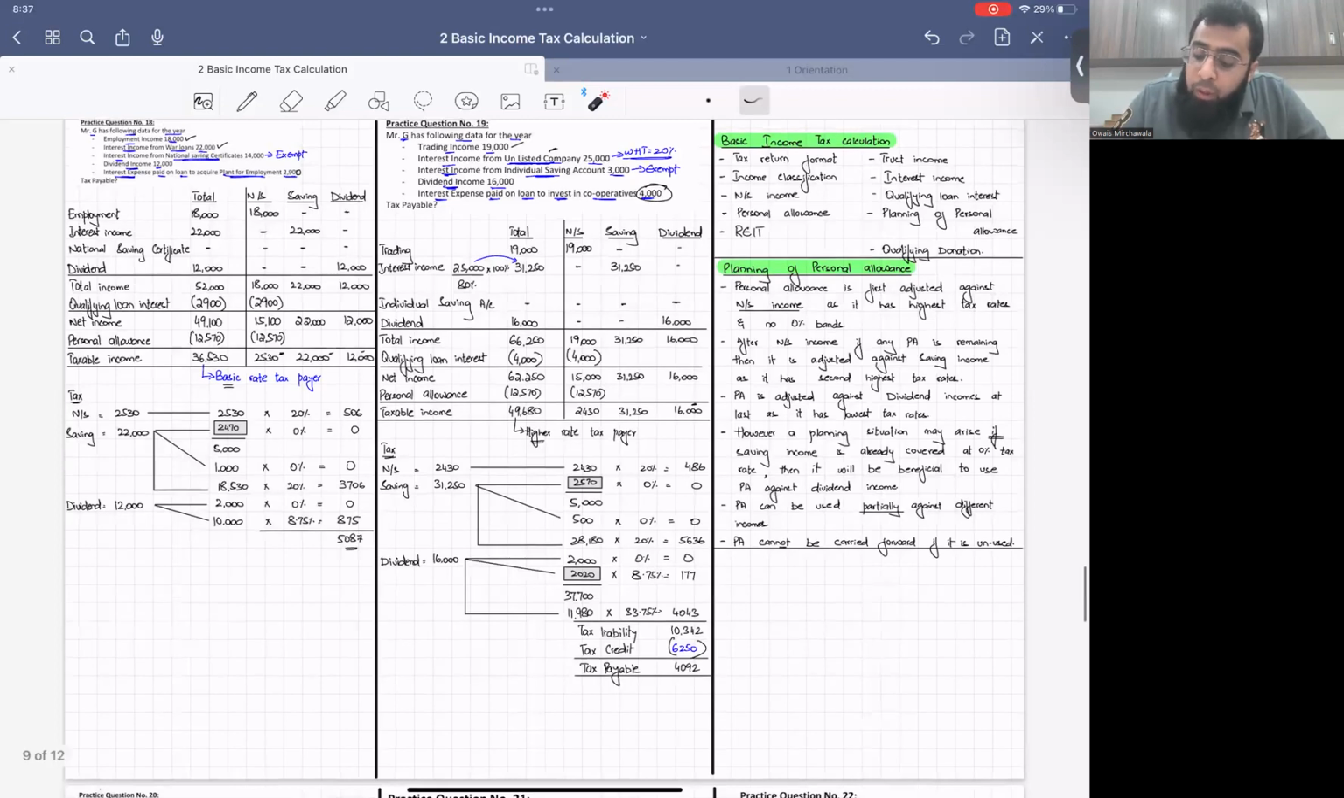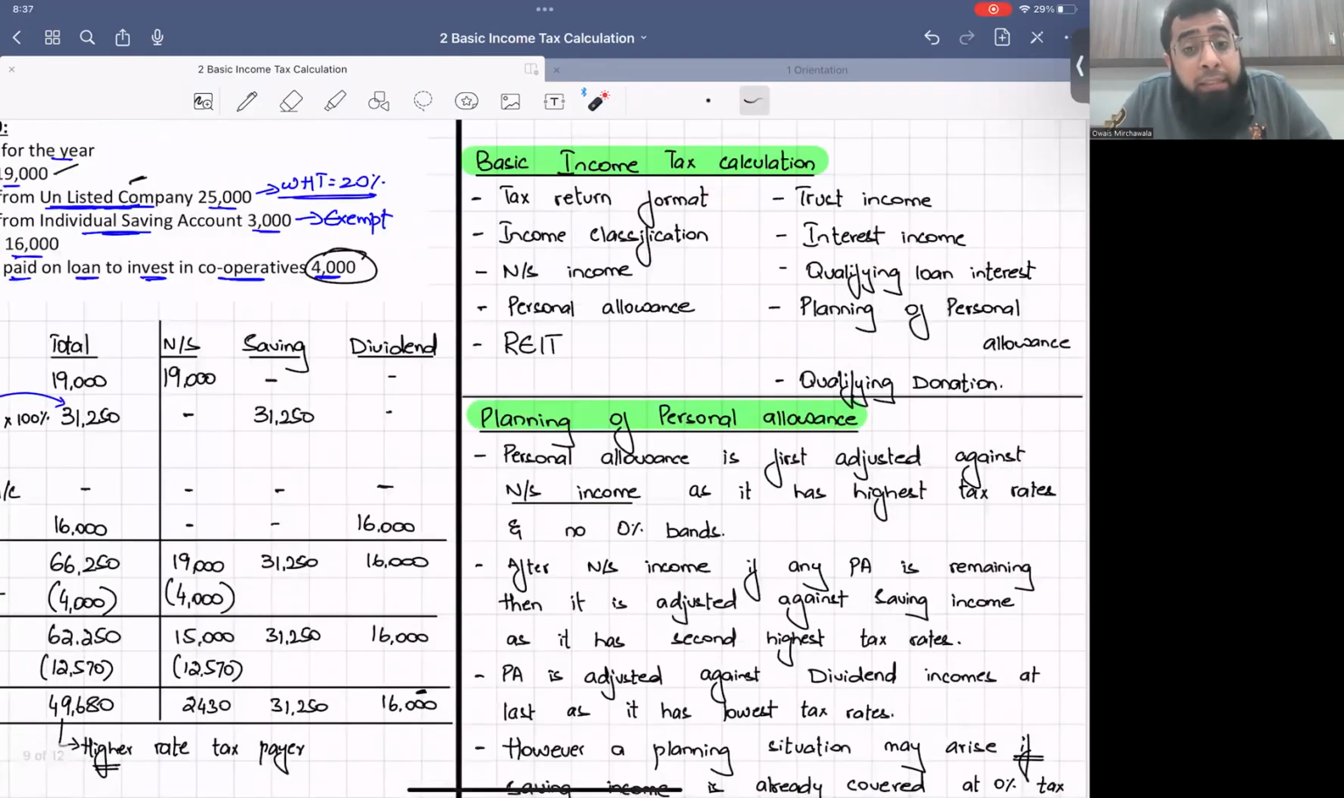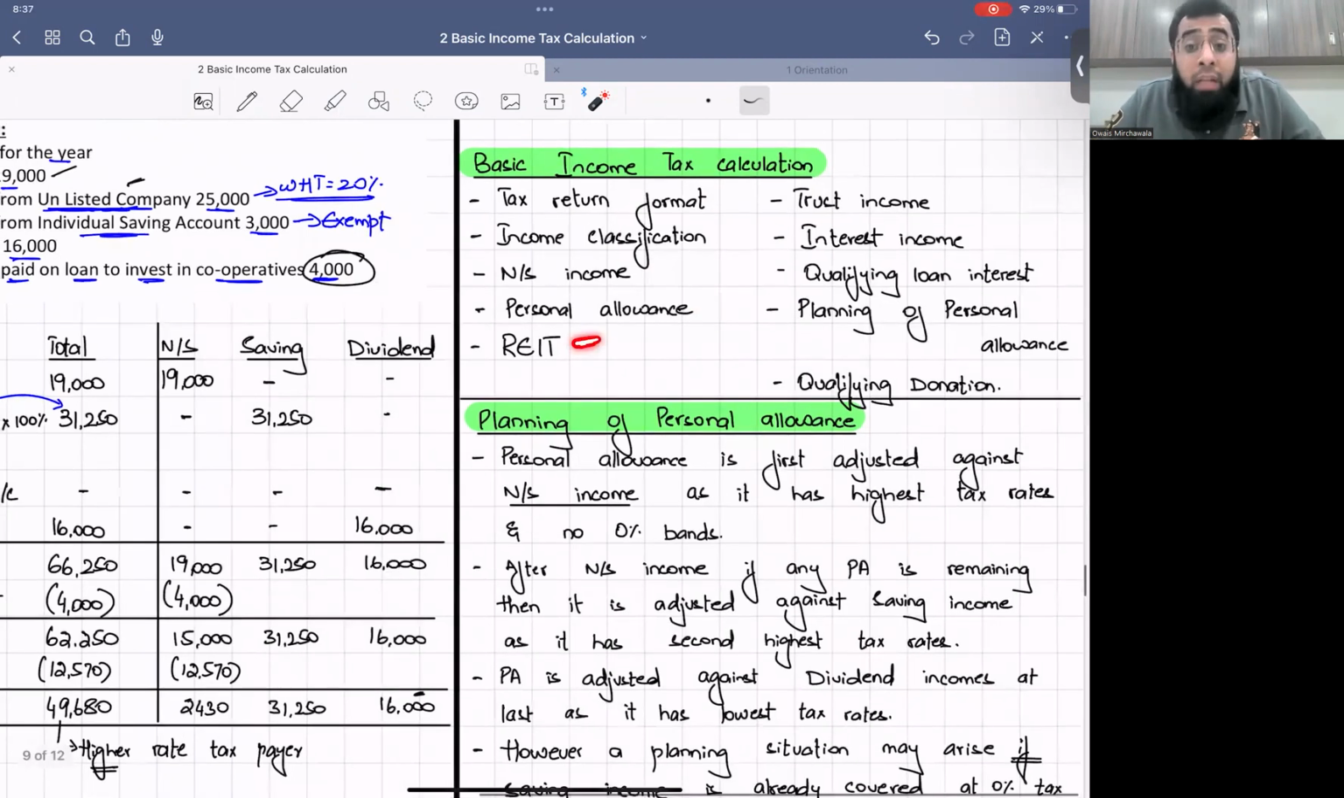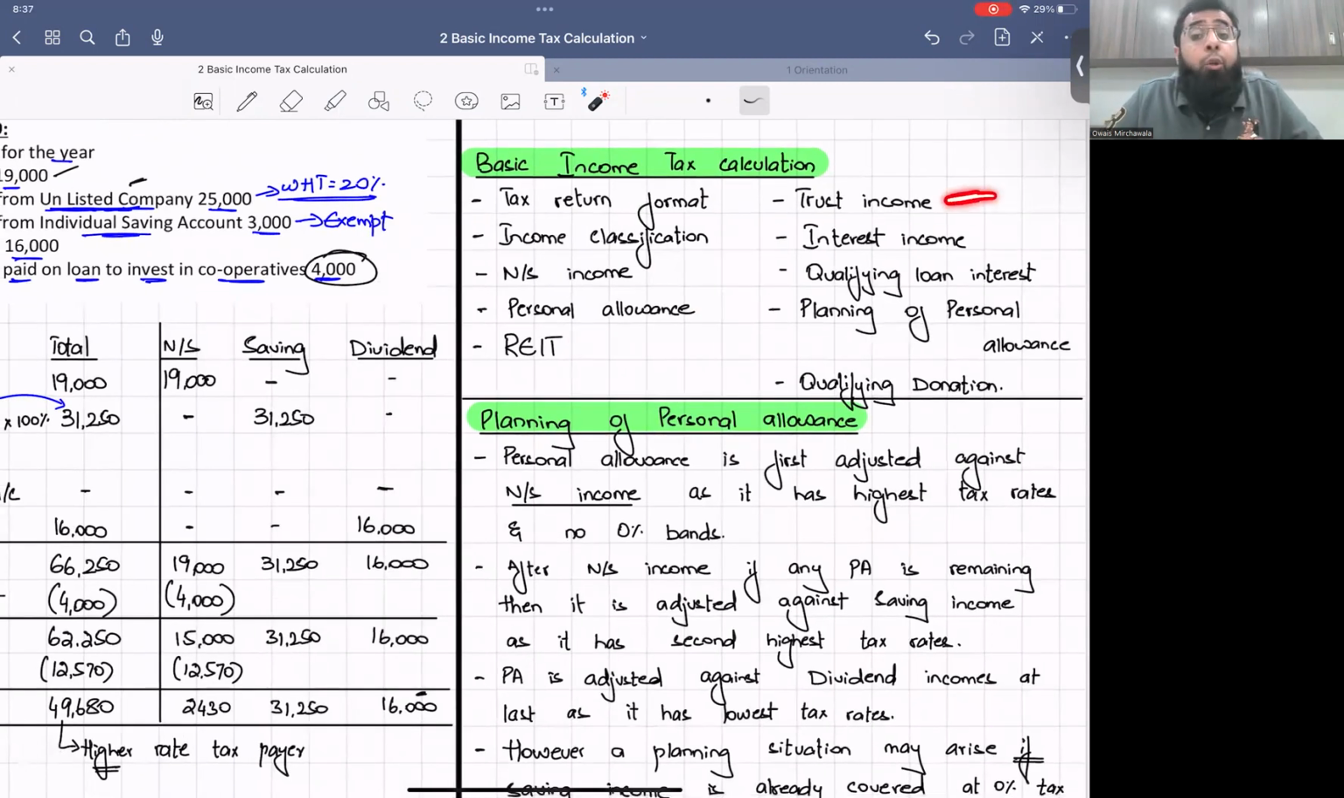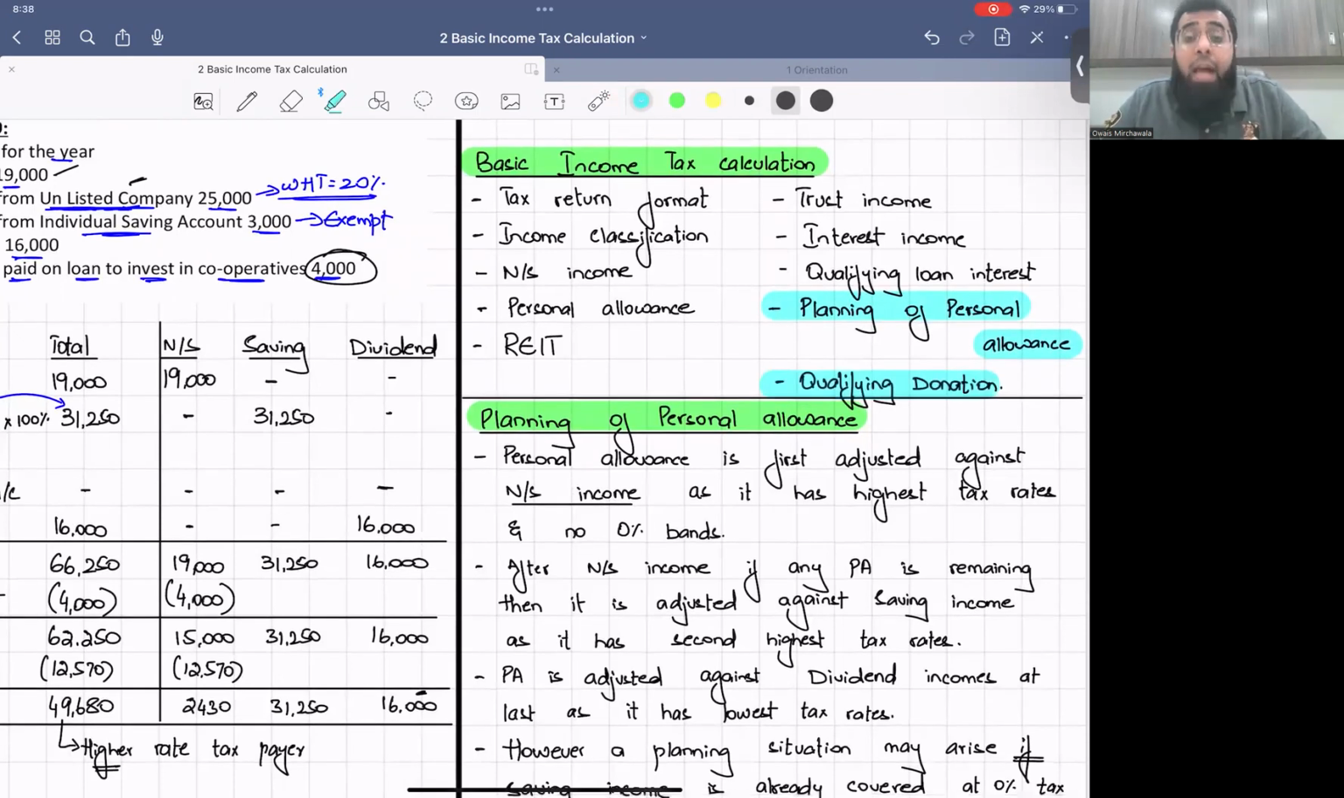So by now, we are done with the basic tax return format. We did income classification: non-saving, saving, dividend. We discussed the tax rates of non-saving income. We looked at the personal allowance, 12570, real estate investment trust, trust income, discretionary trust, IIP. We discussed interest income, the saving income act, qualifying loan interest expense, and now we have two last things. One is planning of personal allowance, and the other one is qualifying donations.